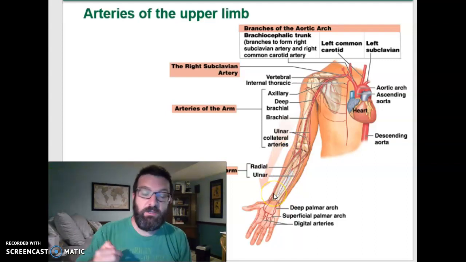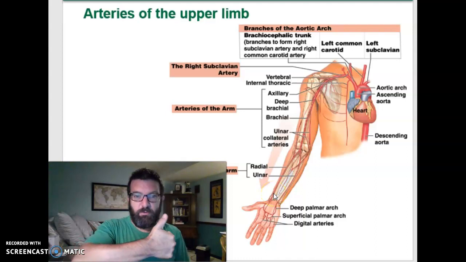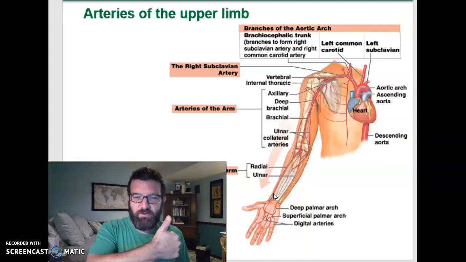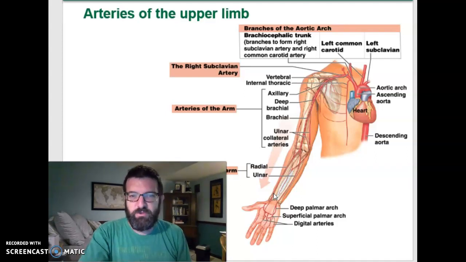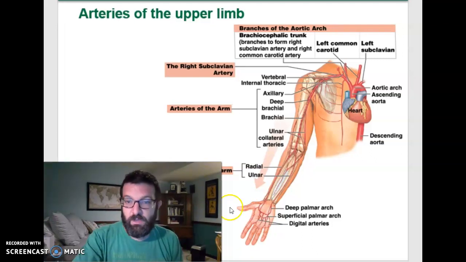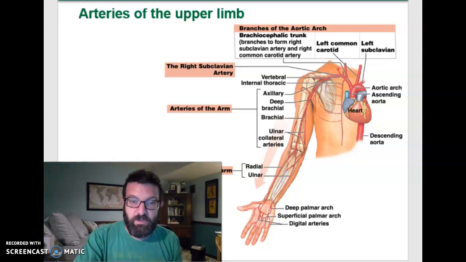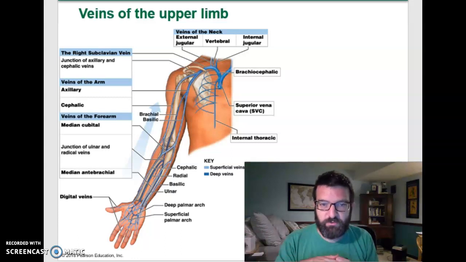Radial is thumb side. You should remember that from last semester when you talked about the bones, right? I like to remember that R for rad, right? Thumbs up, rad. Radial is on your thumb side. U is the other one, ulnar on your pinky side. Now you also have a palmar arch that brings blood to your palm, and then from there you have digital arteries that come out to each of your digits. And your veins are going to look very similar but opposite. So let's switch it around and talk about your veins.